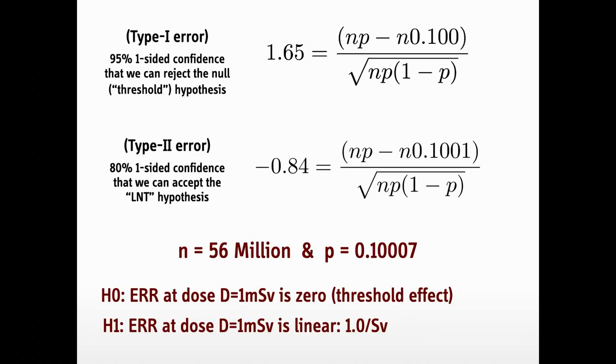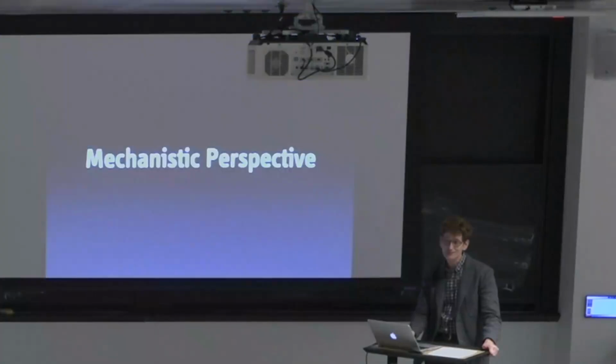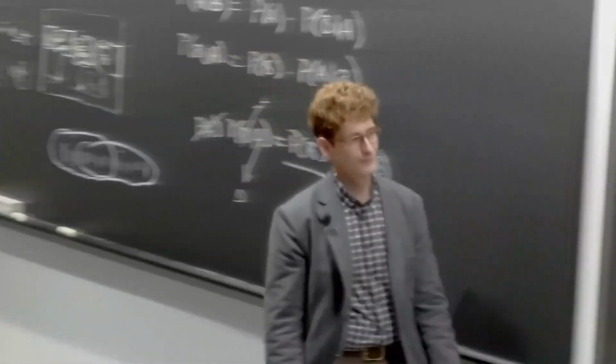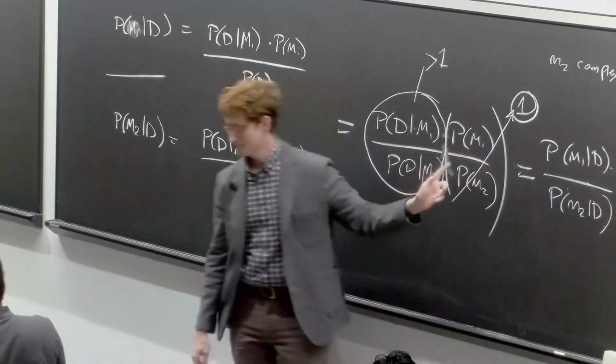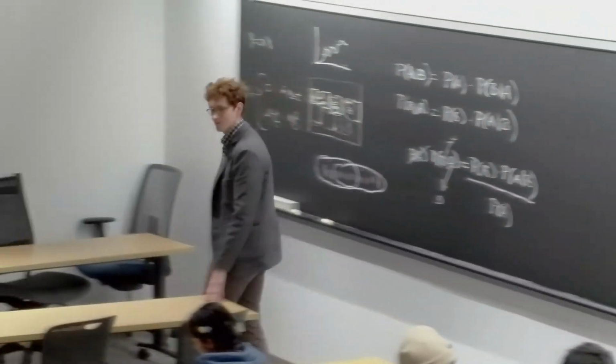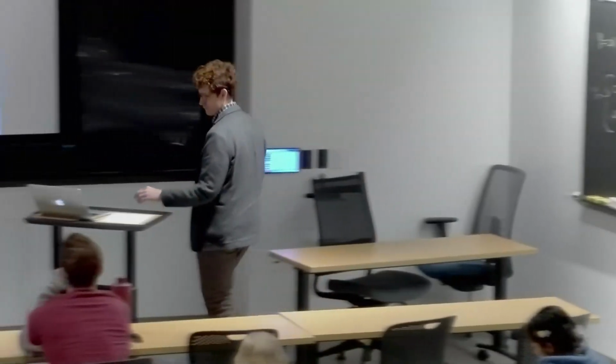All right, now, could we actually do better than this? And the answer is yes. If we take a mechanistic perspective, we can learn something about how radiation biology works and inform us as to whether we think there might be a threshold or not. So this is basically saying, now we're going to allow this term here to be something other than unity. We're going to inject a prior into the model based on some additional information.